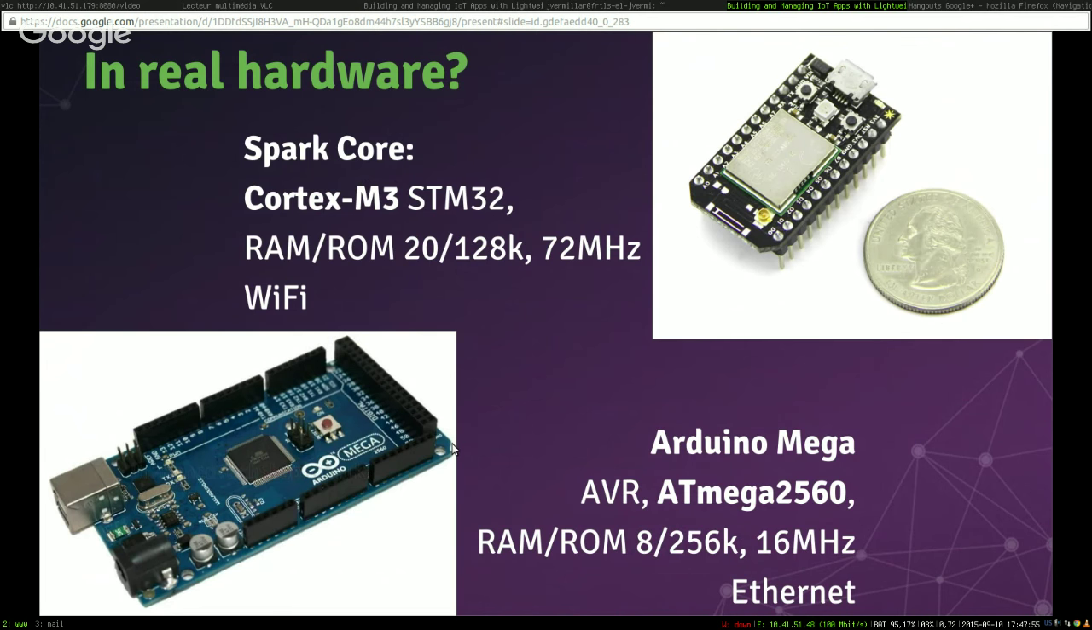if you want to put Wakaama on real hardware, you can, for example, put that on a Spark Core with a Cortex-M3. With DTLS, it's not using so much RAM and so much ROM. You can also run Wakaama on an Arduino Mega, which is an 8-bit microcontroller, quite a small microcontroller. You are not going to be able to run DTLS because the microprocessor is too small for that, but you can at least have a Lightweight M2M stack.